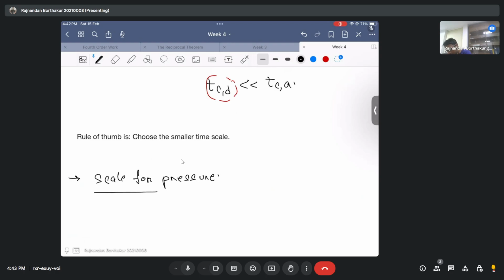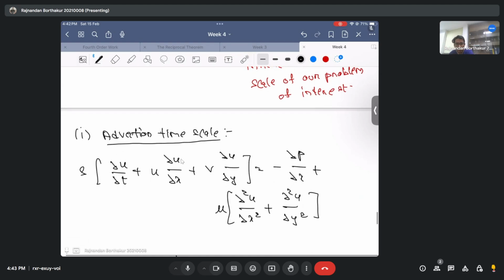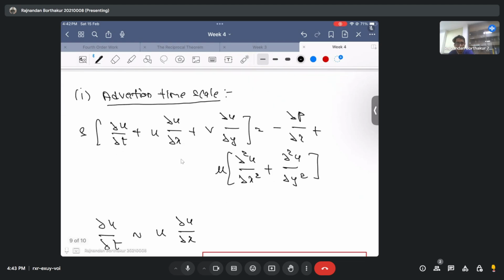And I will leave this as a homework problem for you: consider the same Navier-Stokes equation, consider the same prototypical example of flow through a pipe, consider the same advection scale of time or diffusion scale for time. Depending on what you choose, you will see that pressure will have two choices of scales, and you should be able to work out what the scales of pressure look like, depending on how you actually scale your pressure term. So that's the hint I give.